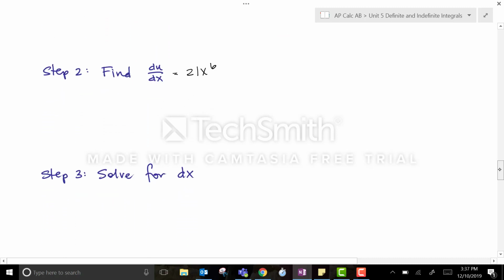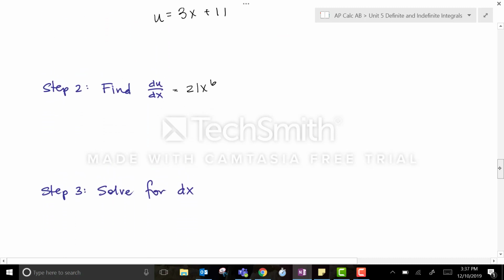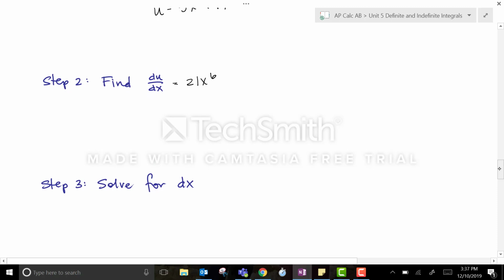Now, let's solve for dx, because I know du over dx is 21x to the 6th, and I need to substitute only dx into my original equation. So when I solve for dx, du over dx equals 21x to the 6th, multiplied by dx divided by du, or you can just flip those places, and I know that dx is going to be du divided by 21x to the 6th.